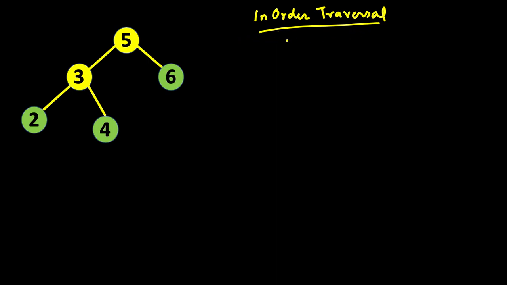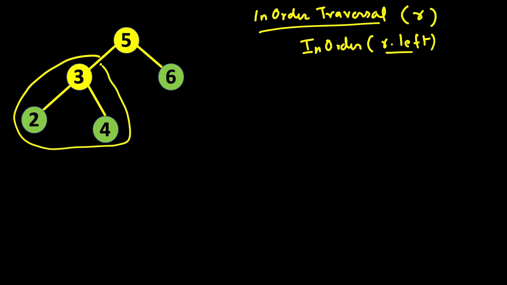So in-order traversal for a root means that first do in-order traversal of root dot left. This left denotes the root of the left subtree. So all the nodes in the left subtree will be visited first. So visit everything here. Then visit 5, then visit everything here. There can be a big tree here also.